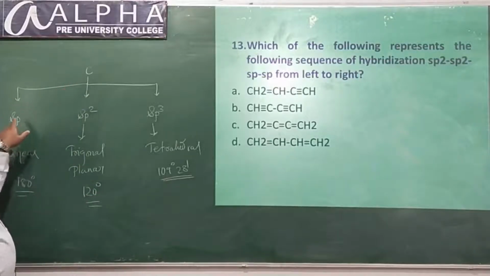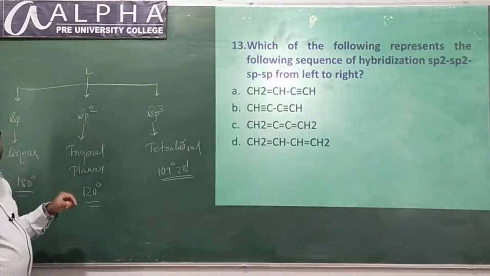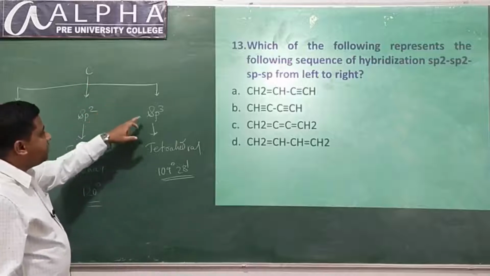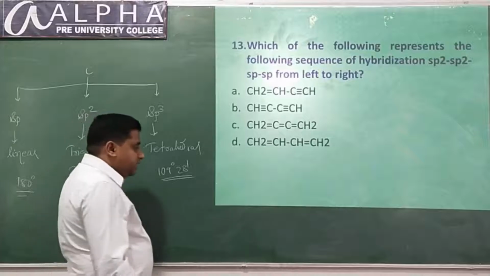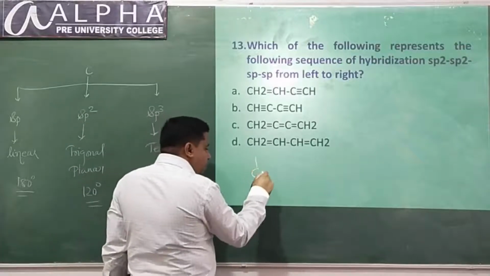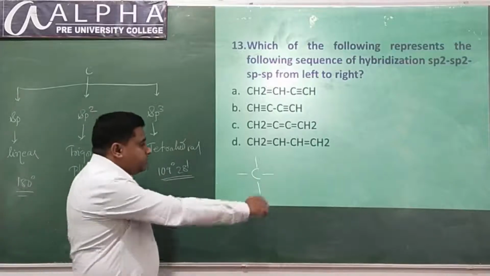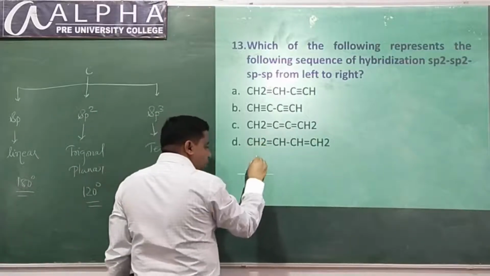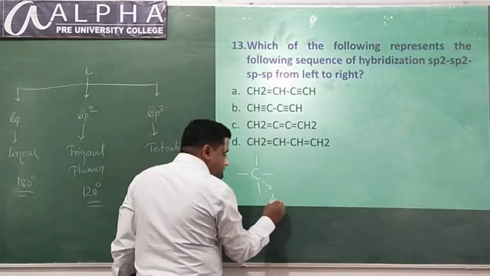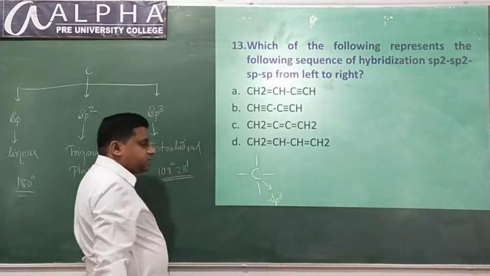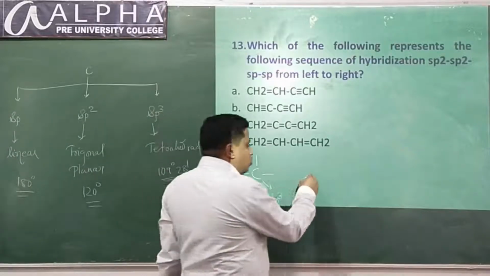When do you say that carbon is sp hybridized? When will you say that carbon is sp2 hybridized? Or when will you say that carbon is sp3 hybridized? Please learn the shortcut. If carbon is surrounded only by single bonds, then that carbon is sp3 hybridized. What type of hybridized is this, students? It is sp3 hybridized.